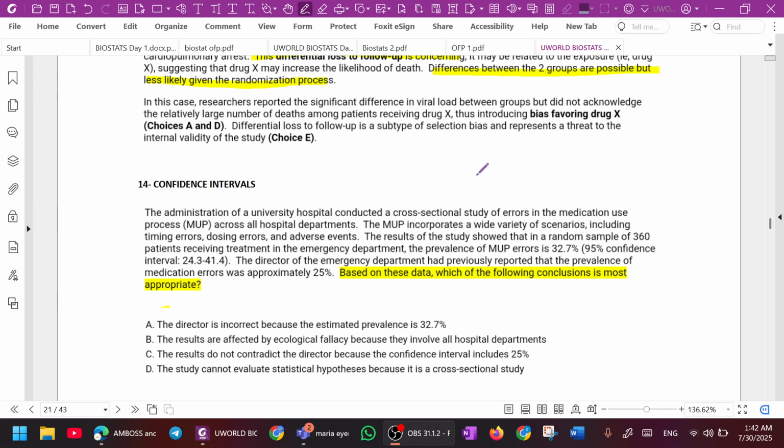the prevalence of medication use process MUP errors is 32.7%, 95% confidence interval, 24.3 to 41.4. The director of the emergency department had previously reported that the prevalence of medication error was approximately 25%. Based on these data, which of the following conclusions is most appropriate?